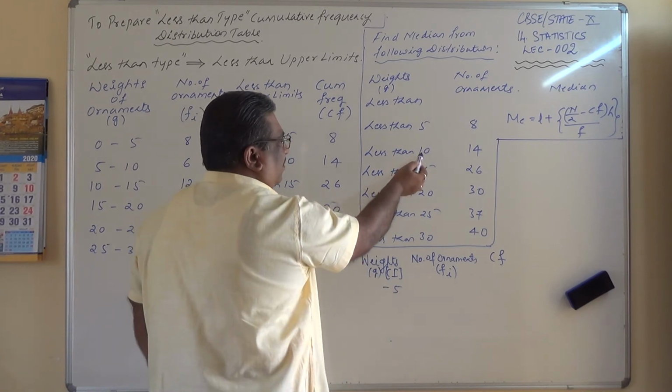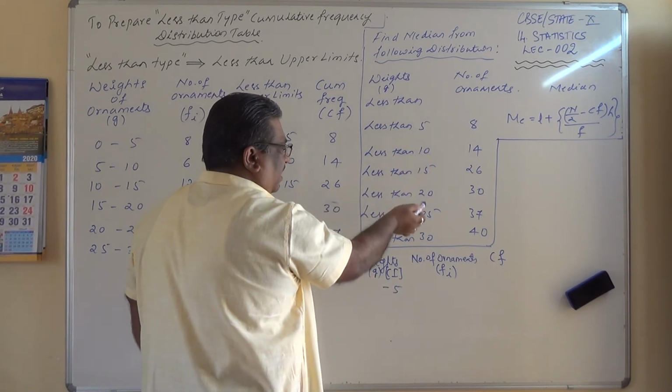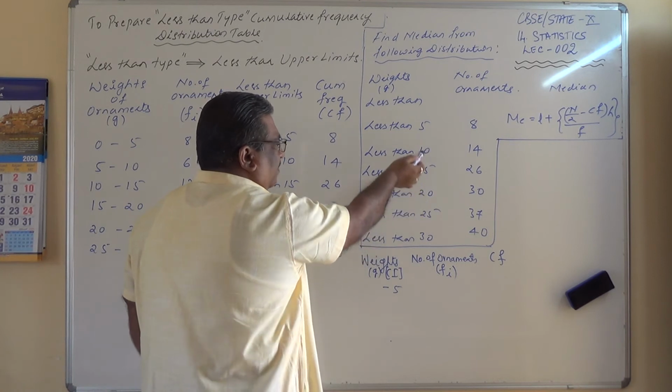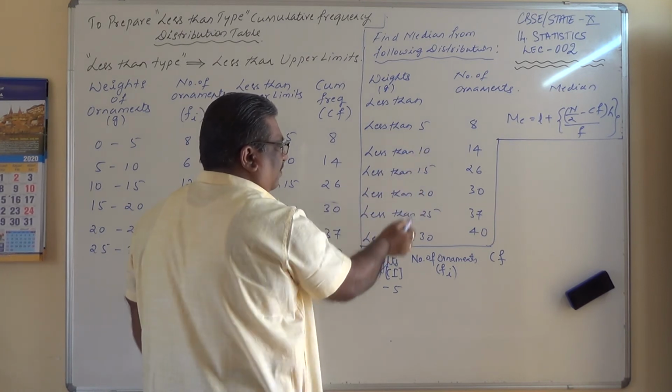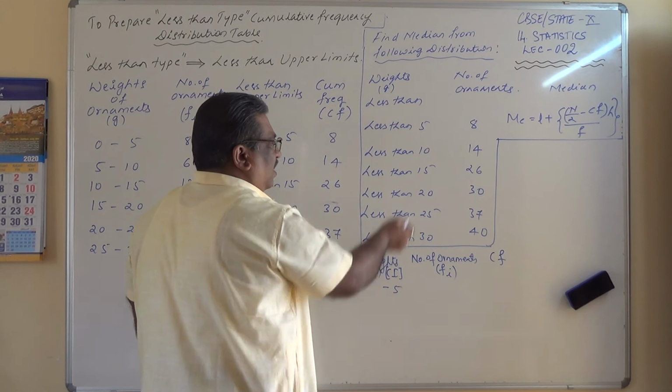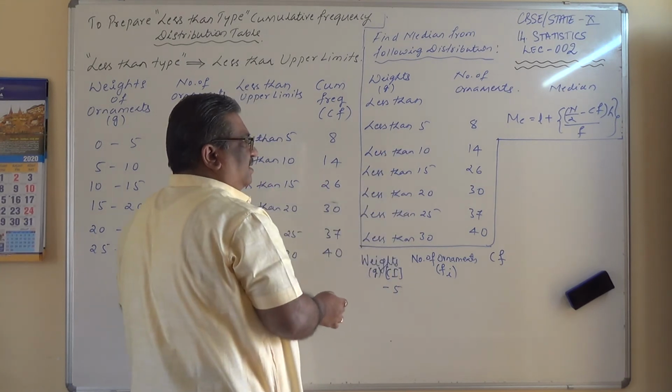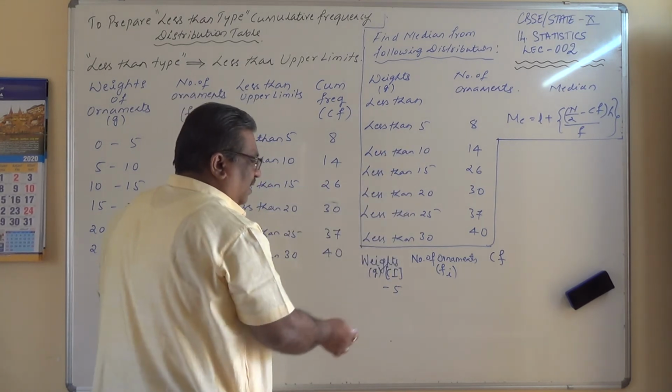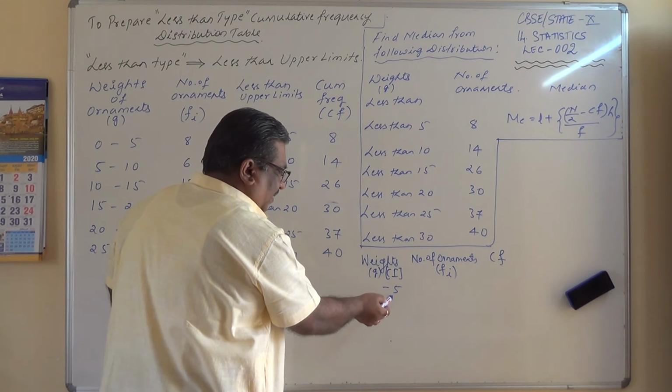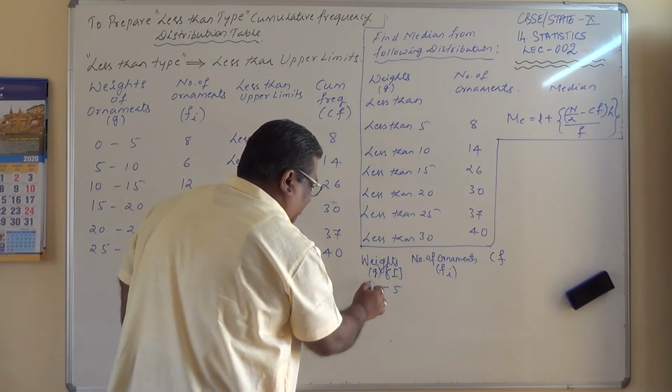Class size, how do you find out? Take the subsequent classes over here and get the difference of this. 15 minus 10, 5. 20 minus 15, 5. 25 minus 20, 5. So the class size is 5 here. Class width is 5. Subtract the class width from the upper limit. 5 minus 5, 0. Therefore this is 0.